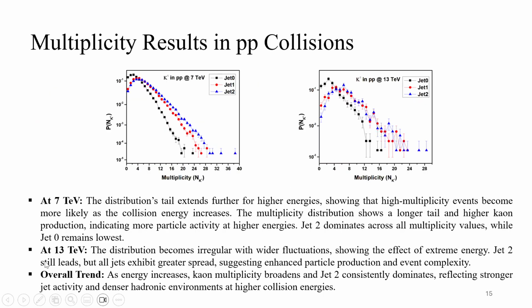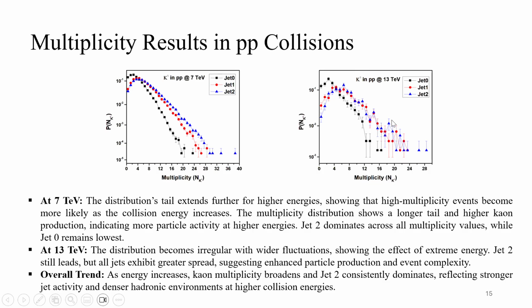Similarly, we see the same multiplicity results at 7 and 13 tera-electron volt. We will again see the distribution tail extends further with higher energies, which also basically shows that higher multiplicity events become more likely as the collision energy increases. And again jet 2 is more prominent, with the highest peak compared to jet 1, and jet 0 again remains the lowest, and jet 2 dominates across all the multiplicities.